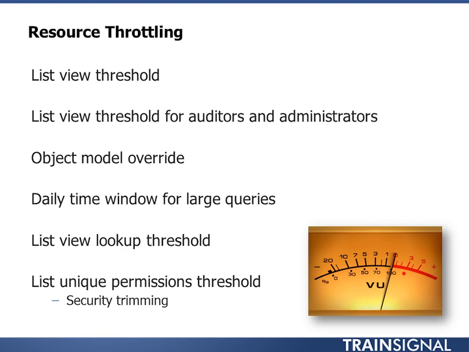The list view lookup threshold is used to limit the amount of lookup columns that are going to be created on a view. One of the big things that you can do with SharePoint when you're modeling your data is you can actually point columns at other columns in other lists. Now what's nice about that is that it allows me to create parent-child relationships. The downside, however, is that this is going to incur a bit of a performance overhead. Because in order to display all that lookup data, what SharePoint has to do is go contact each list.